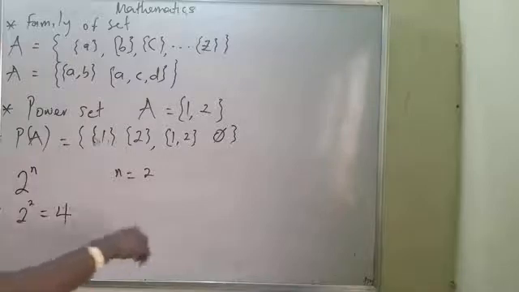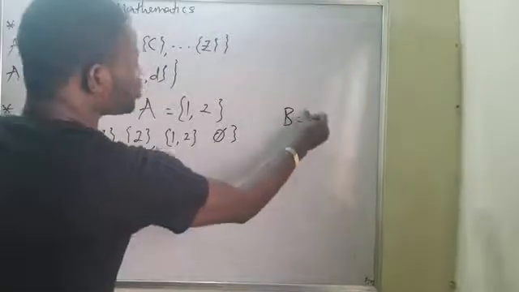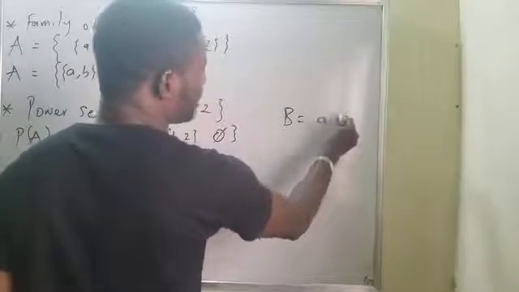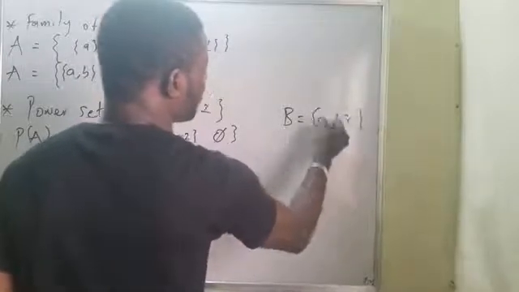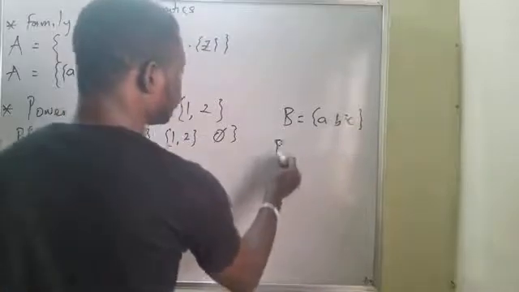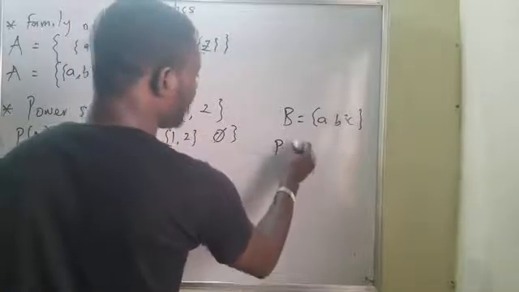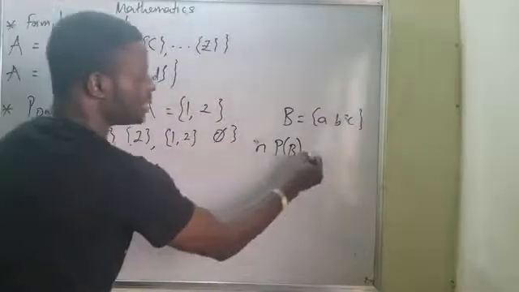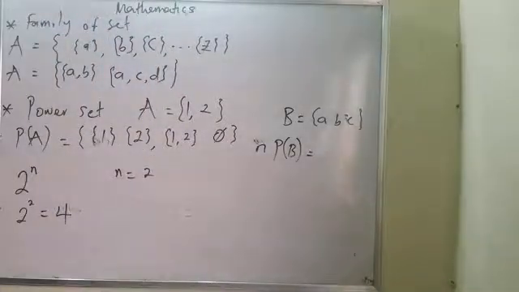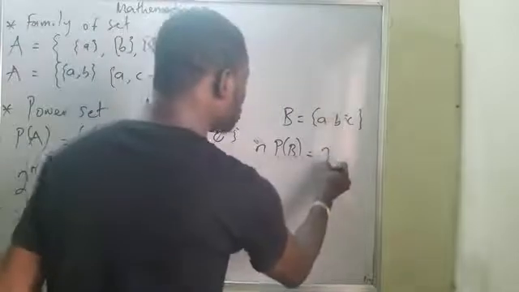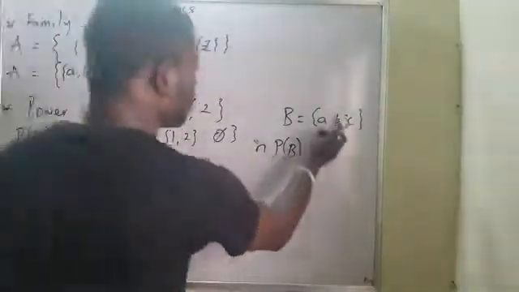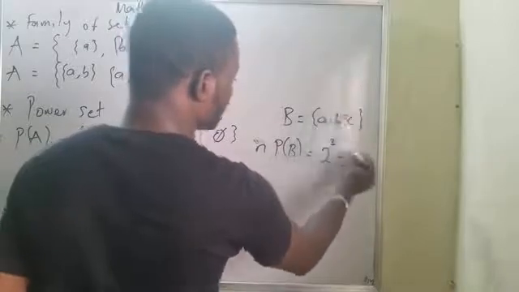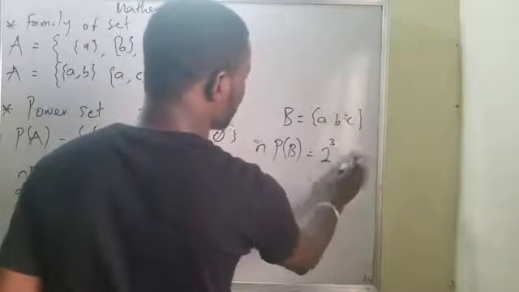If, for instance, my B equals {1, 2, 3}, it can be A, B, C anyway. Now, for my power set, P of B, cardinality, this is how to write cardinality. It means the number of items in a power set. It will be equals to what? 2 raised to power 3, which is going to be 2 times 2 times 2. That will be equals to 8.